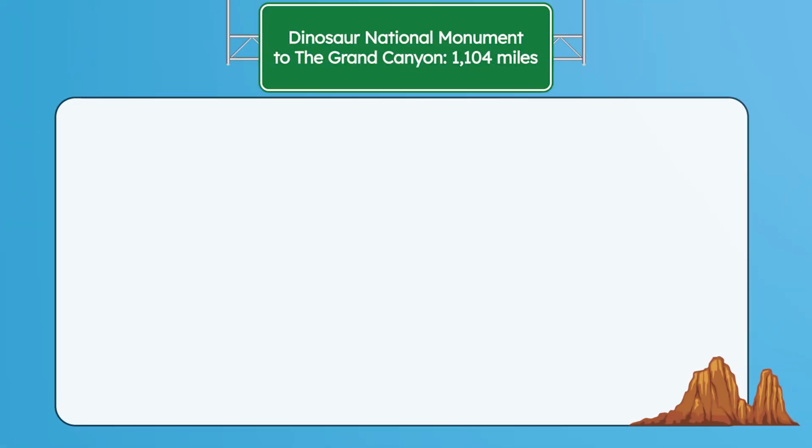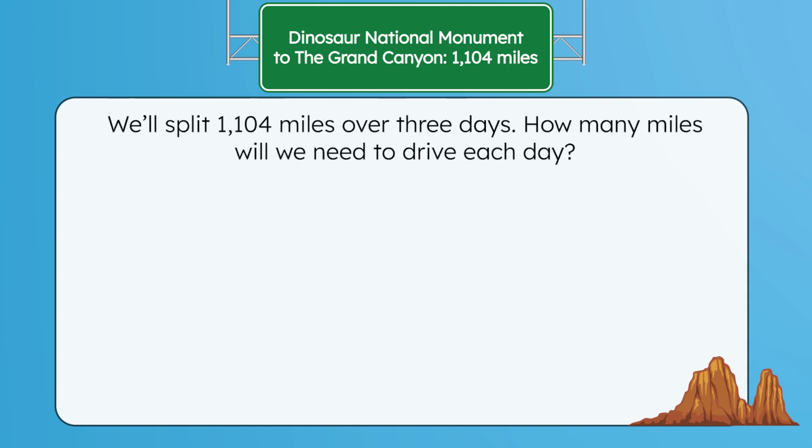The next part of our trip is 1,104 miles. We'll split this distance over 3 days. How many miles will we need to drive each day? Pause the video here to practice using the partial quotient strategy to solve 1,104 divided by 3. It might be helpful to start by listing some larger multiples of 3, like 100 groups of 3 or 300 groups of 3.